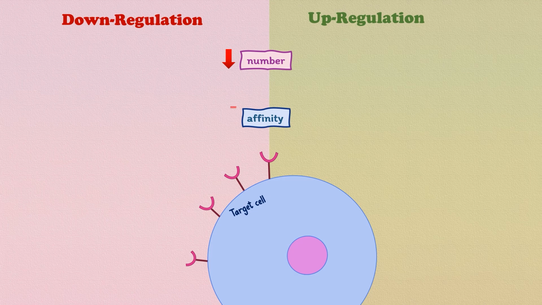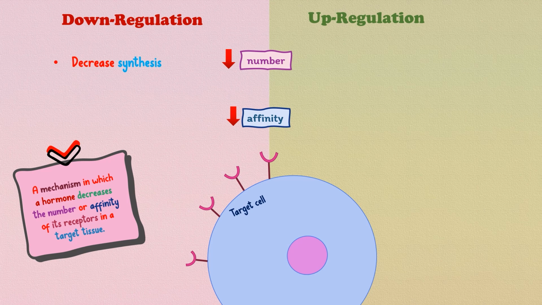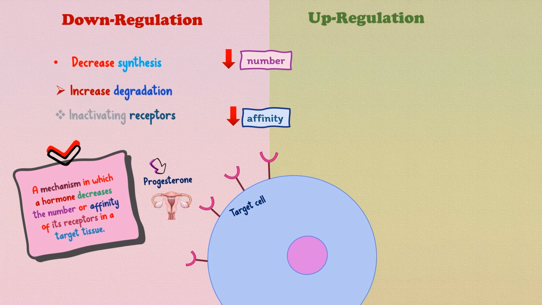First, downregulation means that the number of receptors or the affinity of the receptors for the hormone has decreased. So we can say it is a mechanism in which a hormone decreases the number or affinity of its receptors in a target tissue. Downregulation may occur by decreasing the synthesis of new receptors, increasing the degradation of existing receptors, or by inactivating receptors. An example of downregulation is the effect of progesterone on its receptor in the uterus.